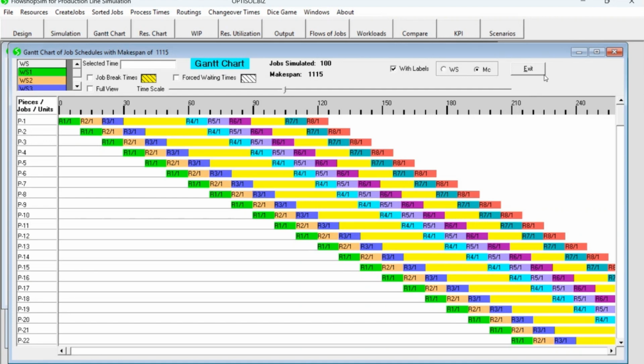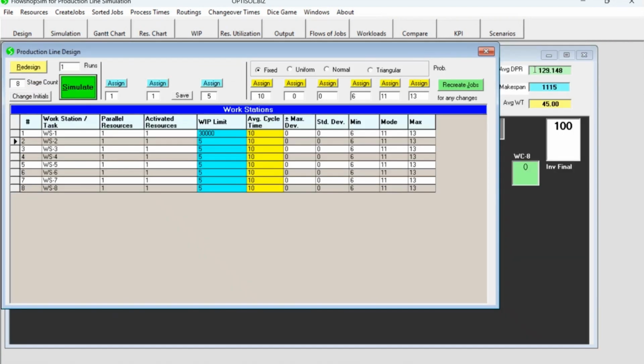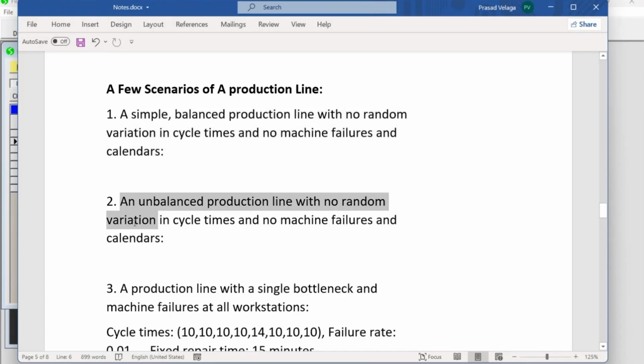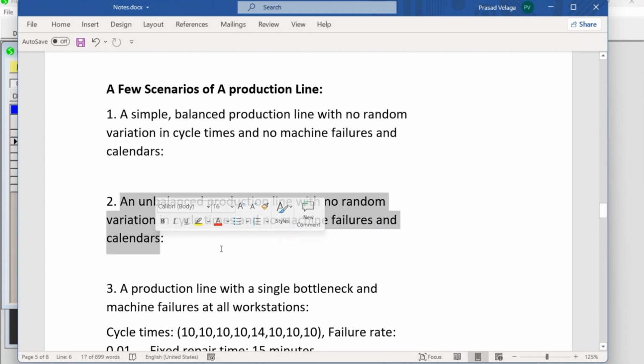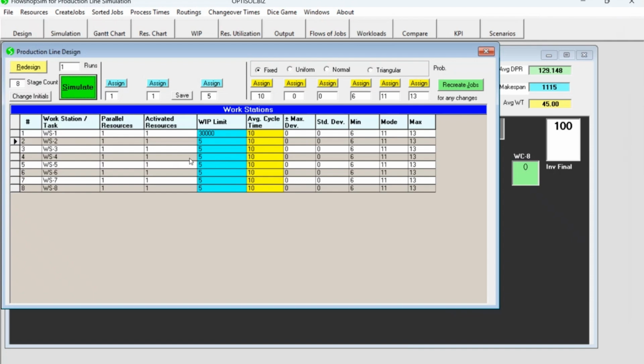Okay, now I would consider another model. This is one scenario. In the second scenario, I would consider an unbalanced line. So this is the one, an unbalanced production line with no random variation in cycle time and no machine failures and calendars. So let me simulate this scenario.